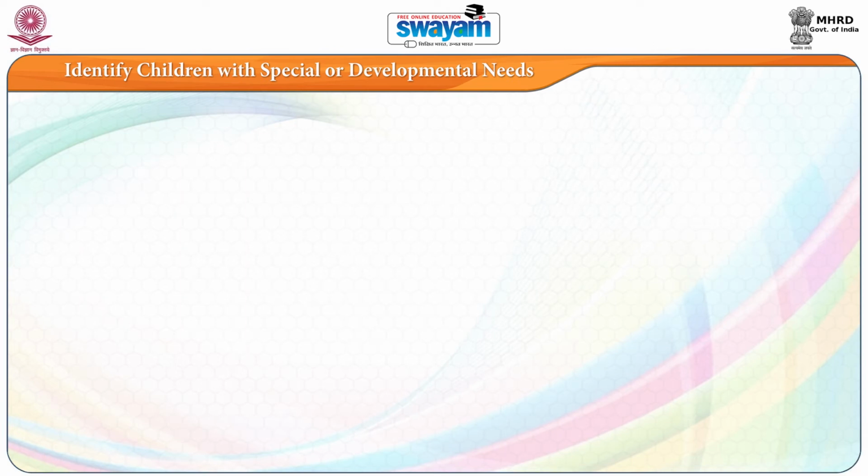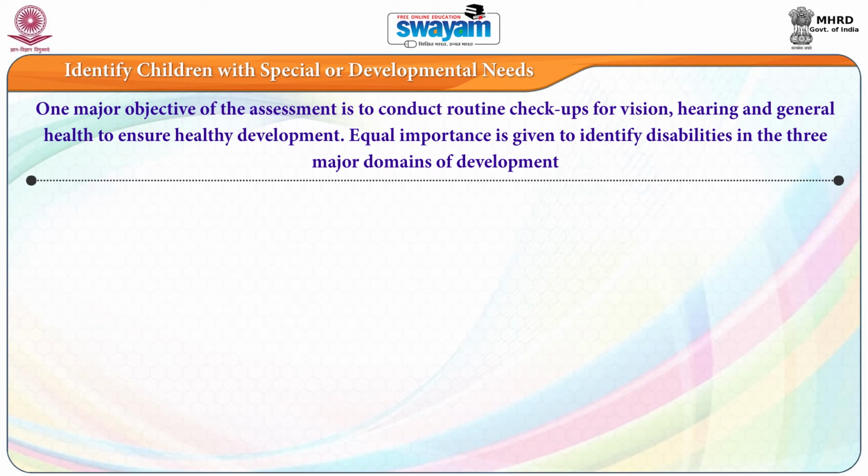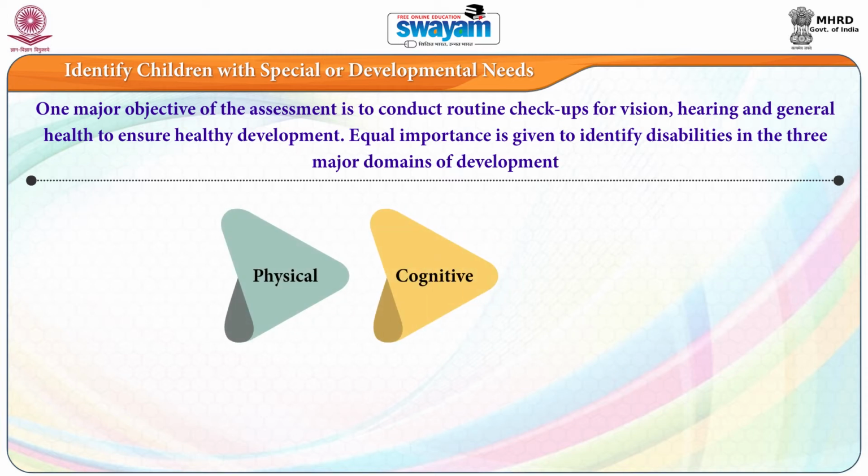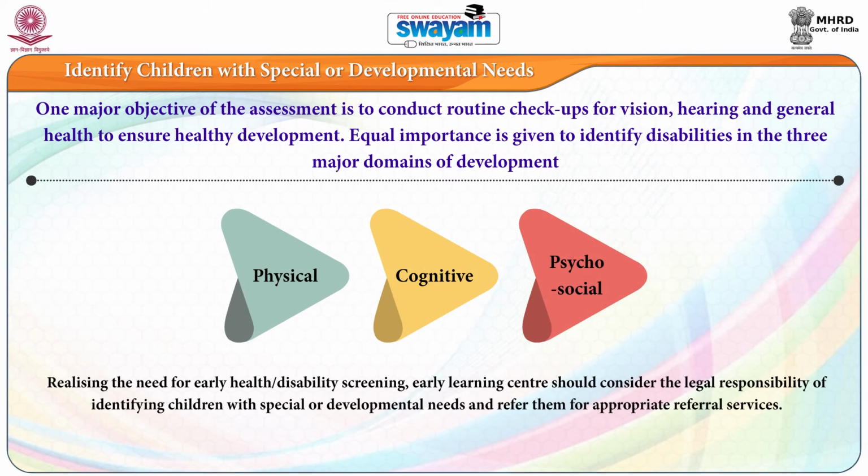The second is to identify children with special or developmental needs. One major objective of the assessment is to conduct routine checkups for vision, hearing, and general health to ensure healthy development. Equal importance has to be given to identify disabilities in the 3 major domains of development, namely physical, cognitive, and psychosocial. Realizing the need for early health and disability screening, Early Learning Center should consider the legal responsibility of identifying children with special or developmental needs and refer them for appropriate referral services.